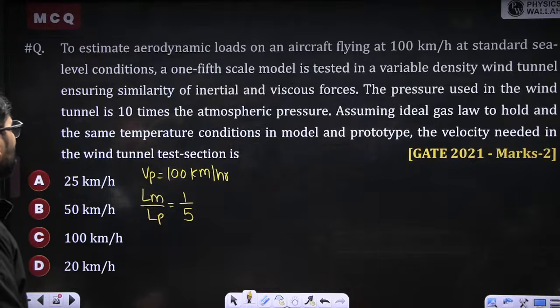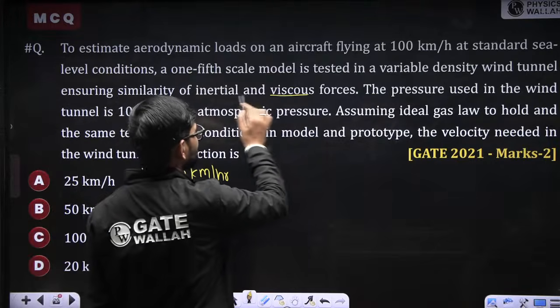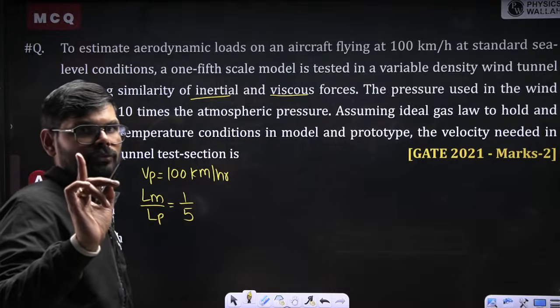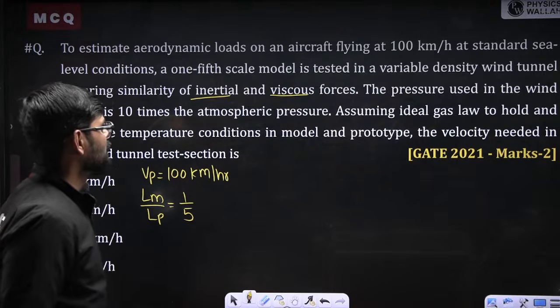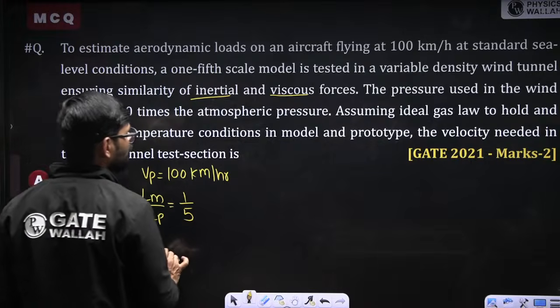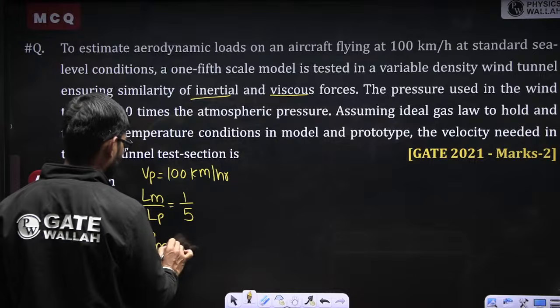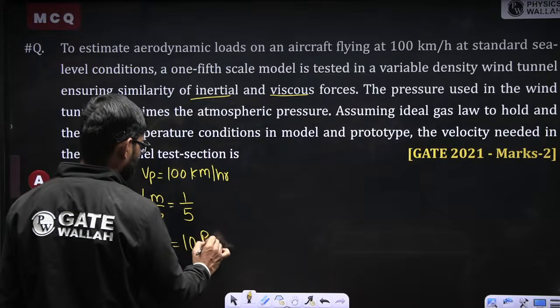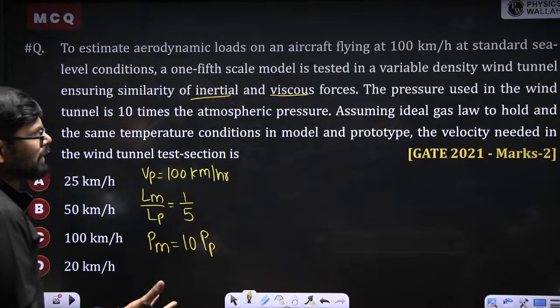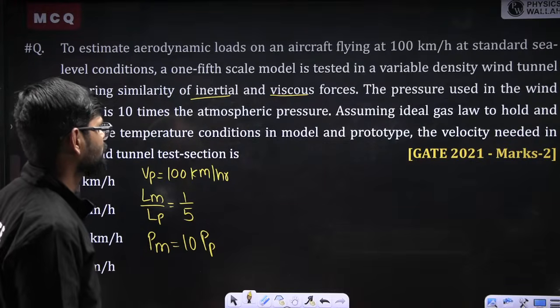Variable density wind tunnel, ensuring the similarity of the inertial and viscous forces. Okay, inertia and viscous forces you need to consider. Inertia and viscous force means Reynolds number, so Reynolds number you must use. The pressure used in the wind tunnel is 10 times the atmospheric pressure. So Pm is equal to 10 times Pp, because the prototype is going to work at atmospheric pressure only.